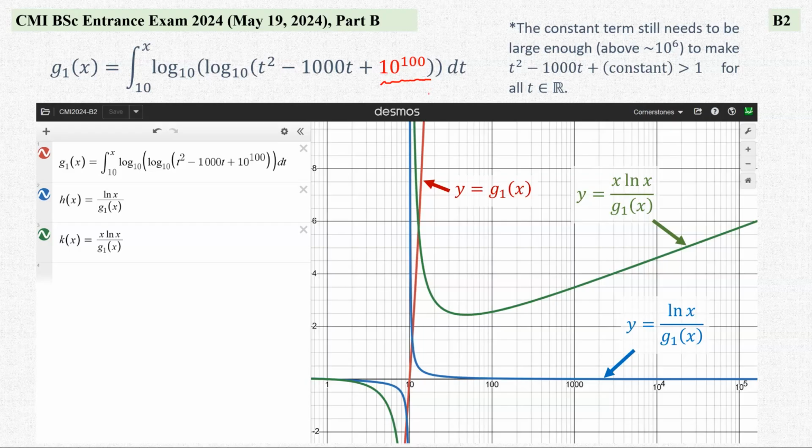However, if we modify the constant term in g of x to a low enough value so that it can be handled by the graphing calculator, say 10 to the power of 100, and call this modified function g1 of x, then we can visualize the graphical behavior of several functions involving g1 of x. As you can see, the graph of ln x divided by g1 of x decreases and approaches 0, but the graph of x ln x divided by g1 of x actually increases, albeit very slowly, when x is sufficiently large.